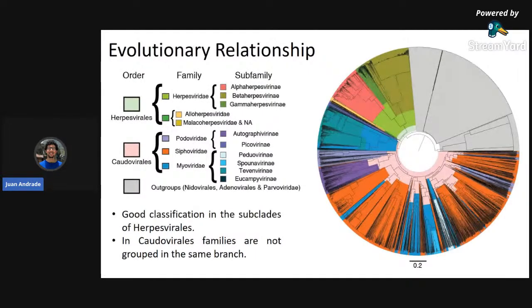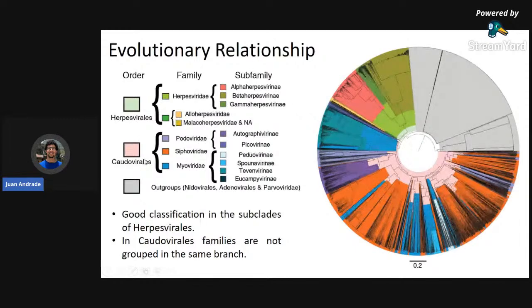If you take a look at the families of Herpesvirales, which are Herpesviridae, Alloherpesviridae, and Malacoherpesviridae, you see that they are also monophyletic. They are also clustered in the same branches. If you take a look at the subfamilies within Herpesviridae, they are also monophyletic. So everything works as intended.